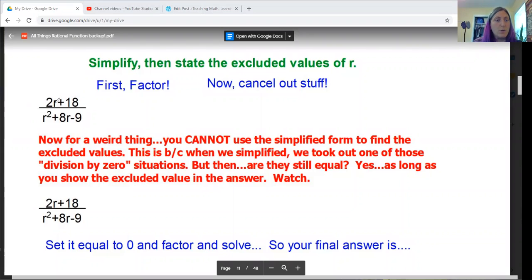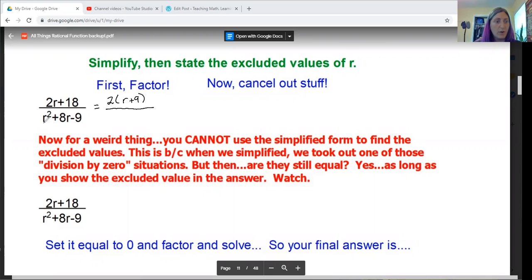All right, so 2r plus 18. Okay, what can we factor out there? Let's see if this helps us at all. Well, they both have 2, so it would be 2 times r plus 9. Okay, factor the numerator. Let's see if that helps us any.